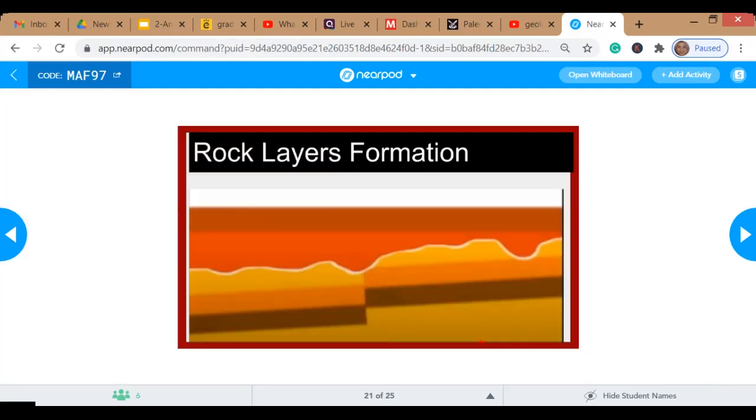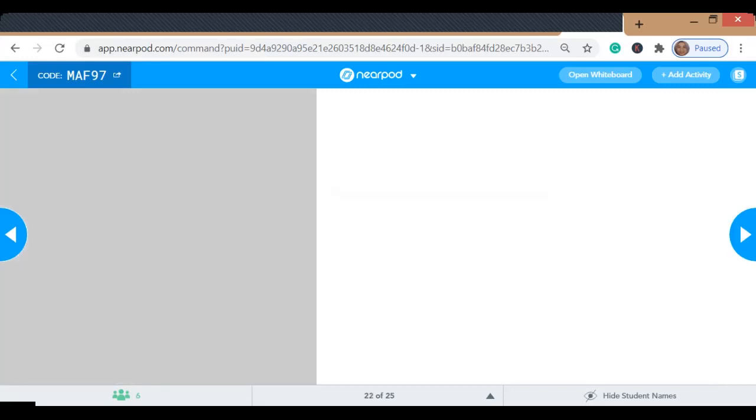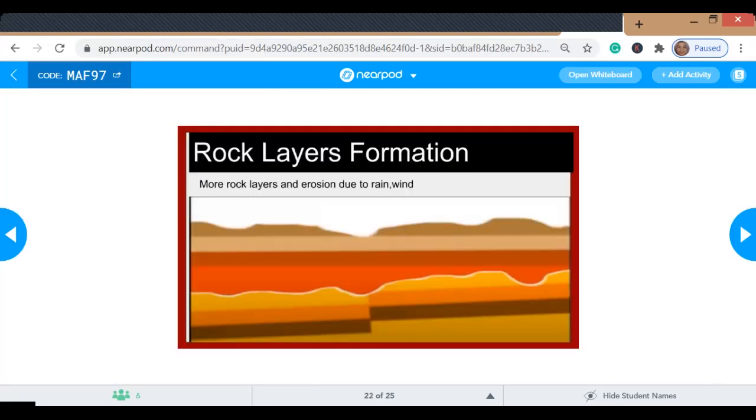Here you can see the red color, that is lava that comes out from a volcanic mountain, and it covered the top layer of the eroded layer. And then this portion of the earth gets 1, 2, 3, 4, 5 layers. And it looks changed now. Now here we have more layers because of the water erosion and wind erosion.